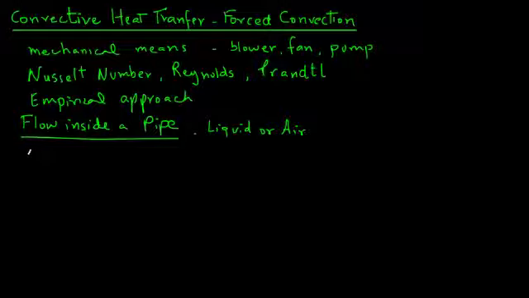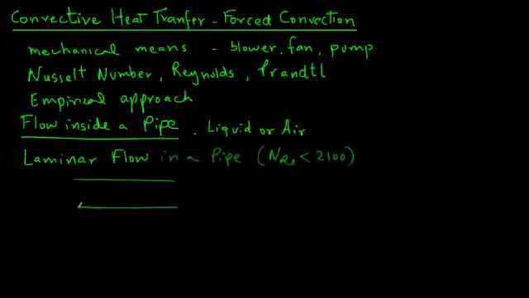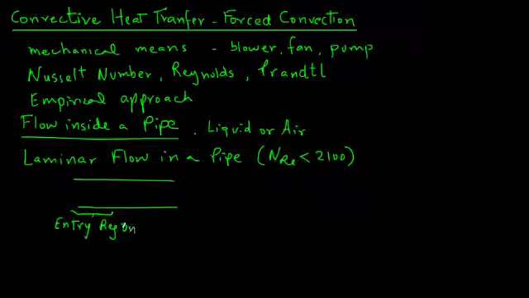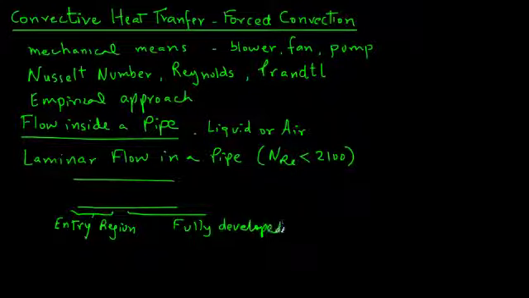We can consider a flow condition involving laminar flow in a pipe. As fluid enters the pipe, there is an entry region, and then after that it is fully developed. So our first two expressions will be for the fully developed flow, and then the third expression will involve both the entry region and the fully developed flow.